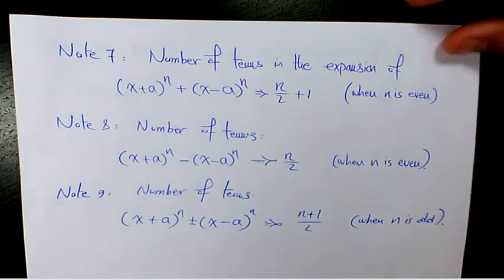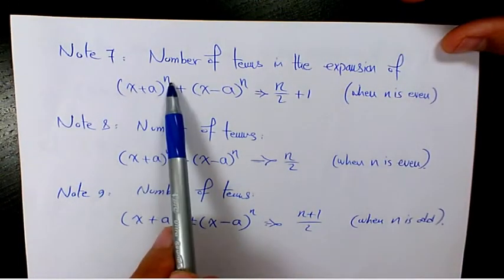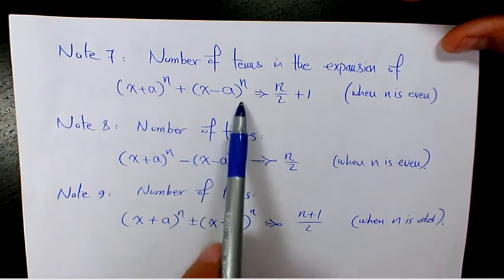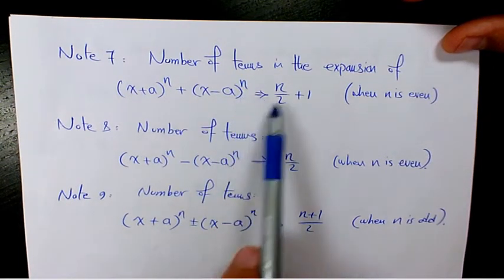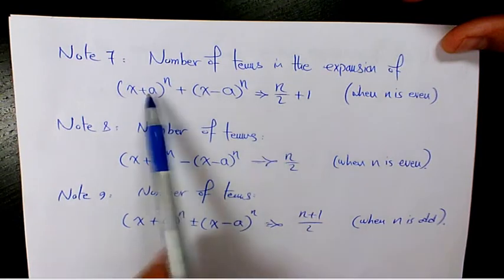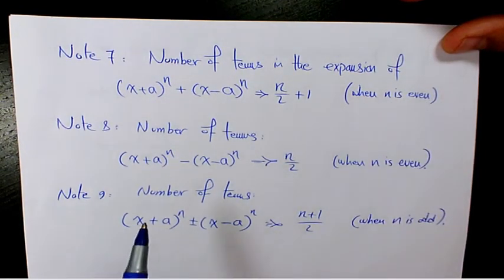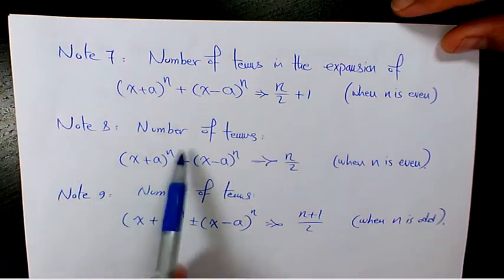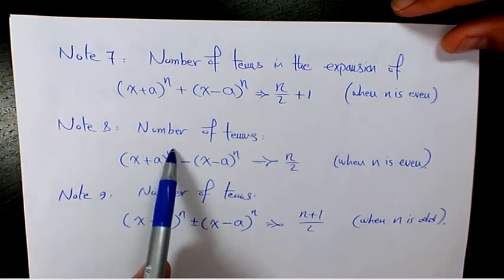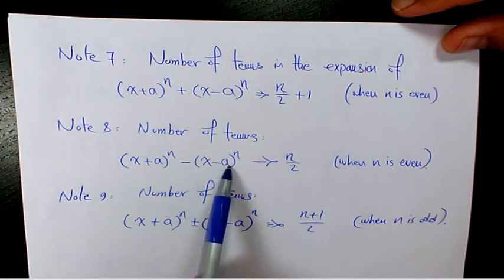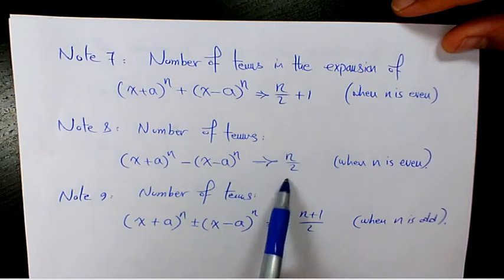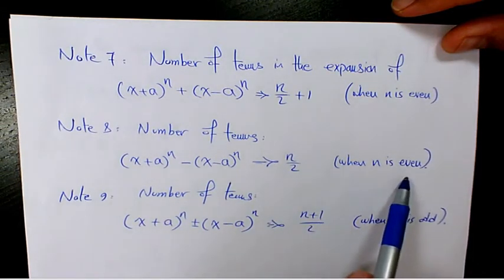The number of terms in the expansion of x plus a to the power of n plus x minus a to the power of n is n over 2 plus 1 when n is an even number. The number of terms in x plus a to the power of n minus x minus a to the power of n is n over 2 when n is even.